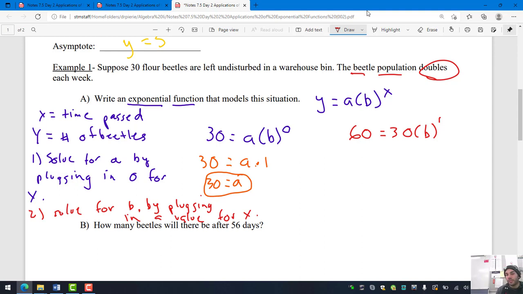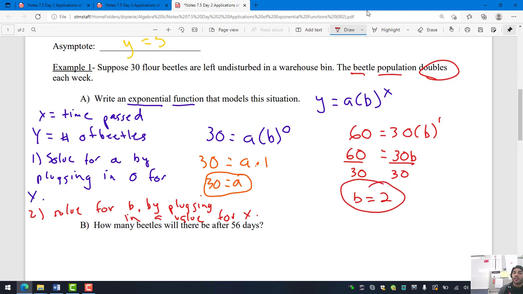Okay, so what we have right now is enough information to be able to solve for B. 30 times B to the first power. B to the first power is just plain old B. So what I know is 30B is equal to 60. And I want to solve for that variable, B. So I divide both sides by 30. And I should get B is equal to 2.